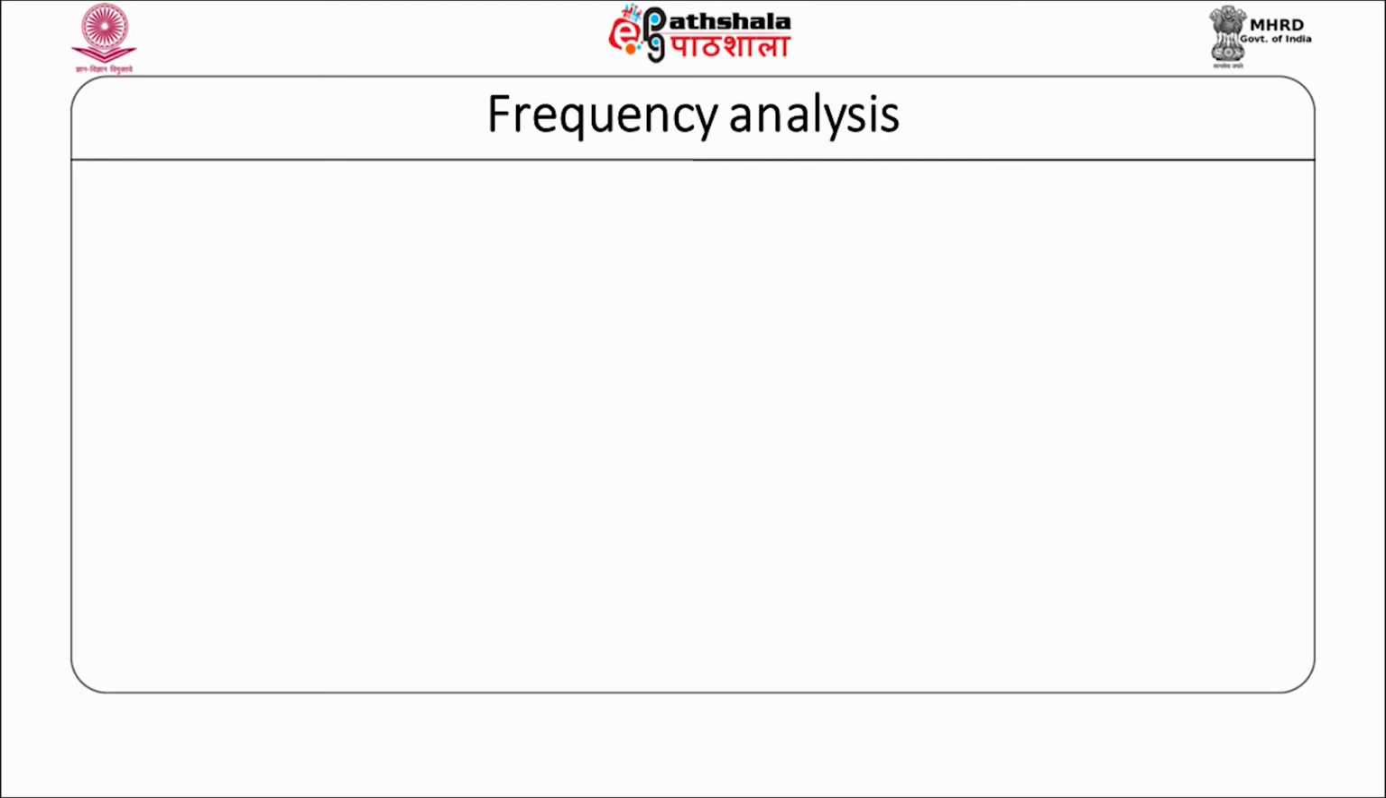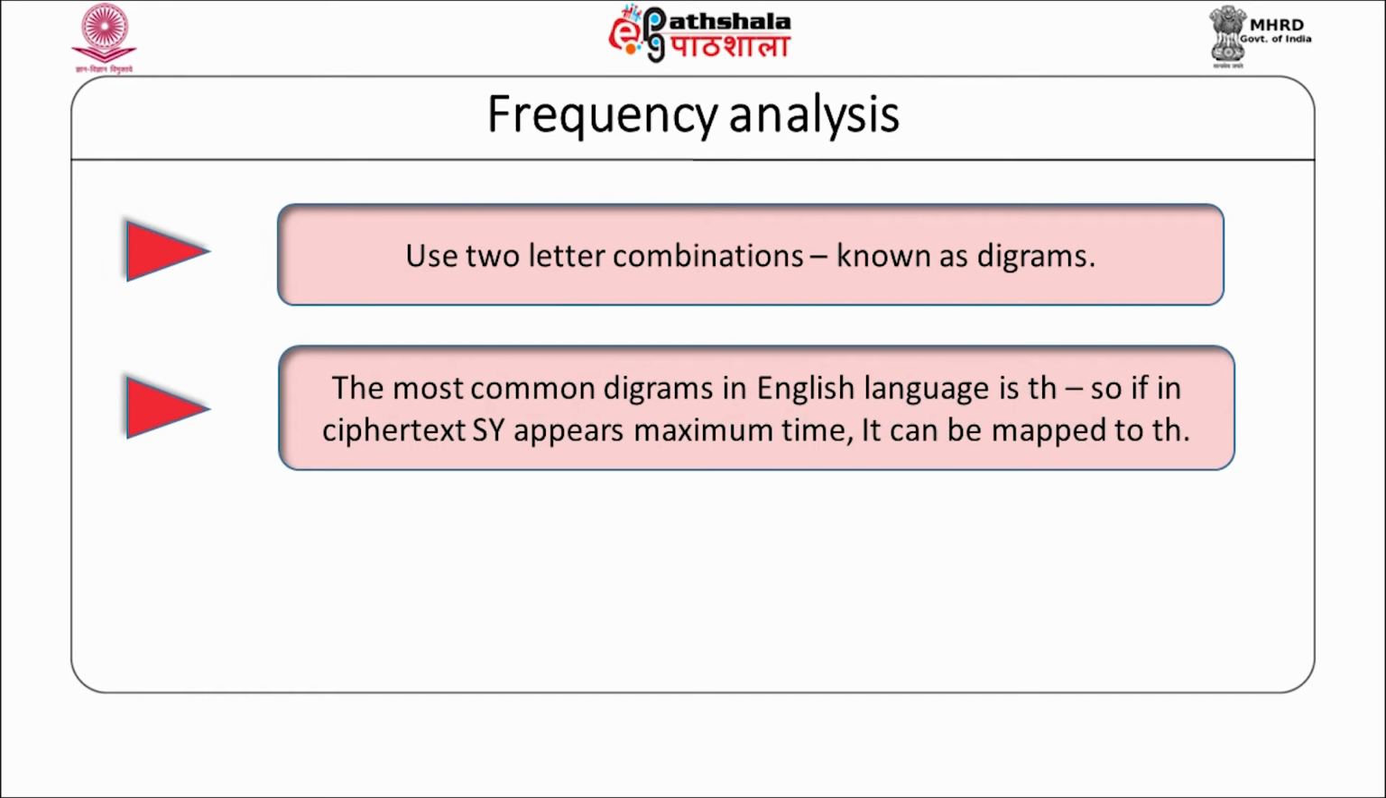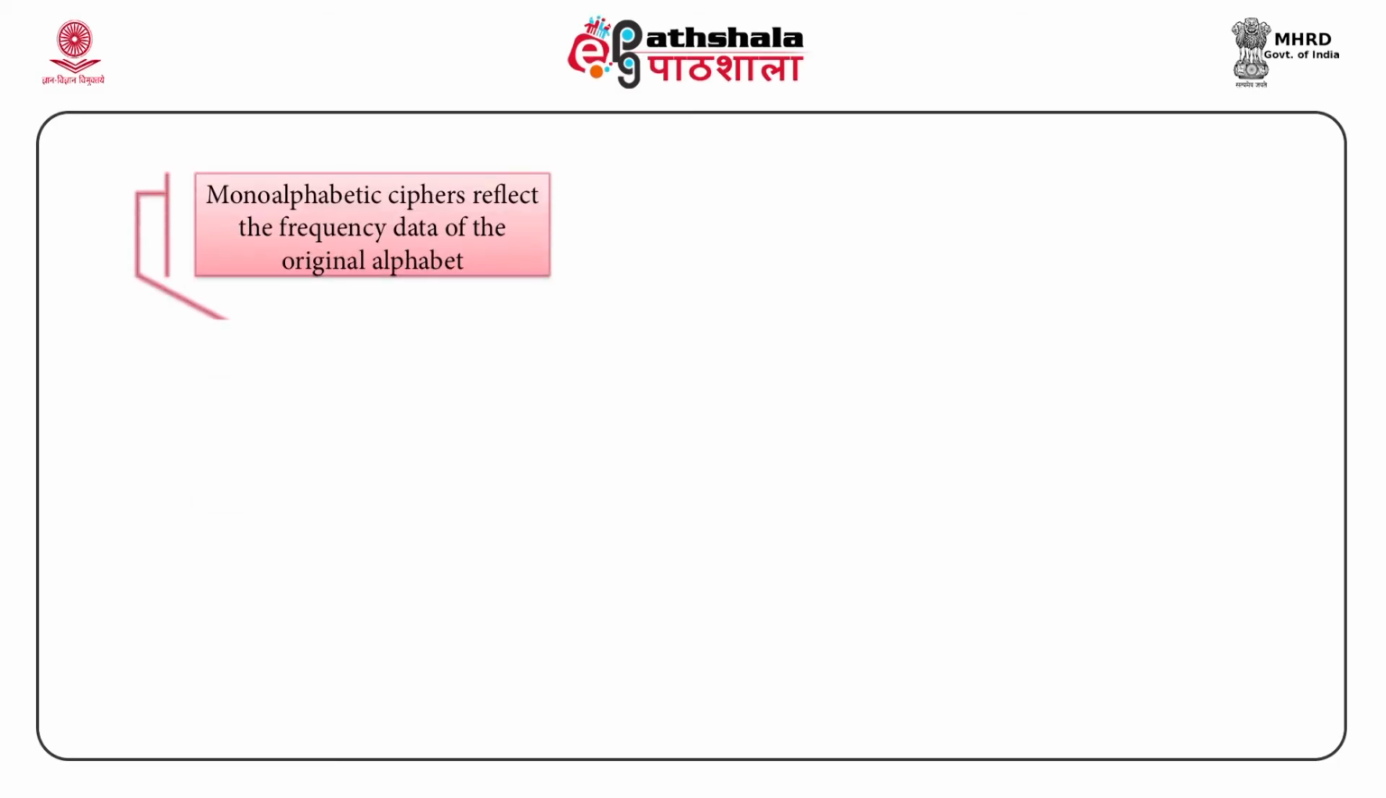For frequency analysis, use two letter combinations. If we use two letter combinations, they are called digrams. Not diagrams, it's digrams. The most common digram in the English language is TH. So, if in my ciphertext SY occurs the maximum number of times, it can be mapped to TH. If SYR occurs the maximum number of times, we can relate it to THE. Monoalphabetic ciphers reflect the frequency data of the original alphabet, so they are easy to break.